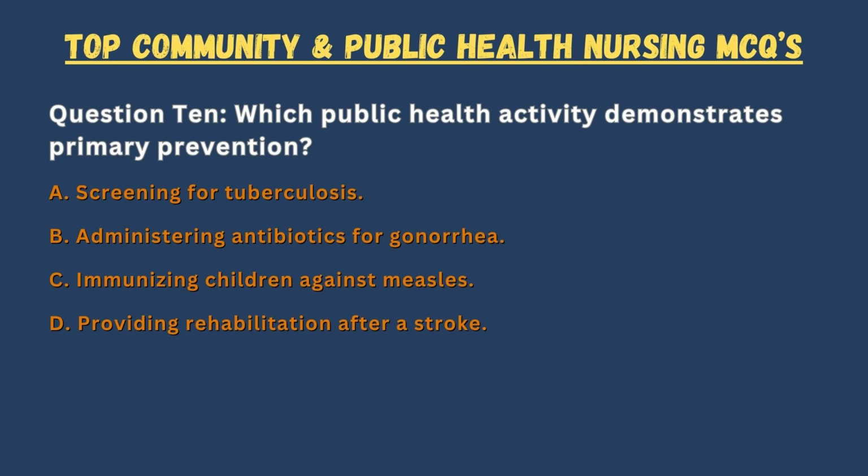Question 10. Which public health activity demonstrates primary prevention? A. Screening for tuberculosis. B. Administering antibiotics for gonorrhea. C. Immunizing children against measles. D. Providing rehabilitation after stroke. Answer. C. Immunizing children against measles.